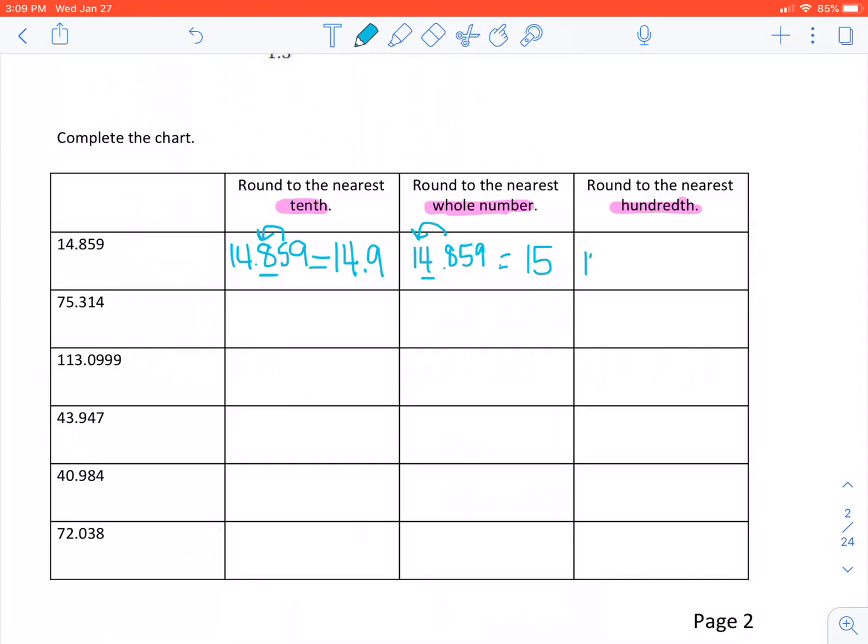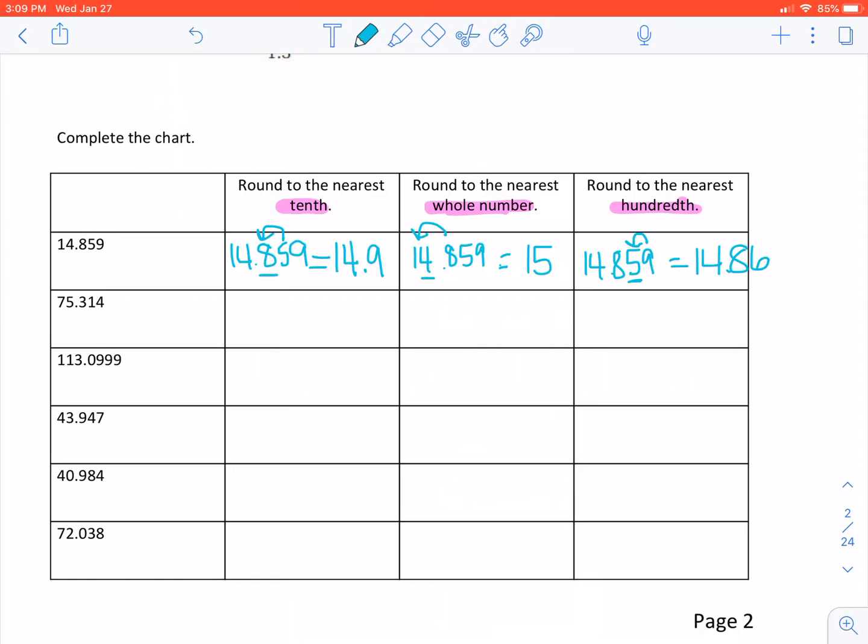And the last one, use that same number again. Okay, I'm going to underline the hundredths place value. The 9, 5 or above, give it a shove, makes that 5 go up to make it 14.86.